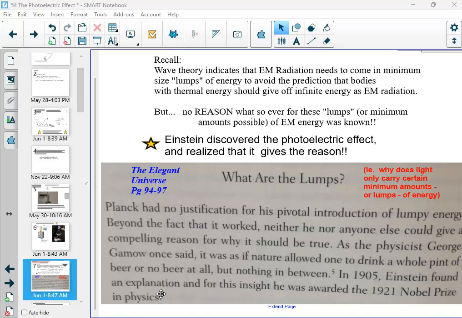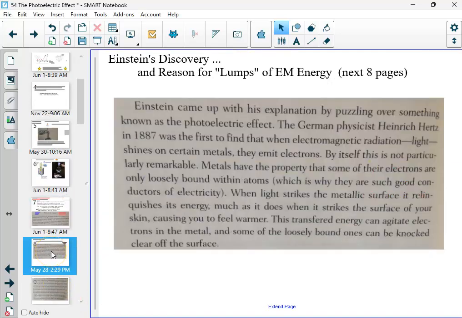Anyway, there's no compelling reason for why the energy has to come in these individual packets. As the physicist George Gamow once said, it's as if nature allowed, and so on. I've already told you that one, I think, actually. So Einstein came up with his explanation by puzzling over something known as the photoelectric effect.